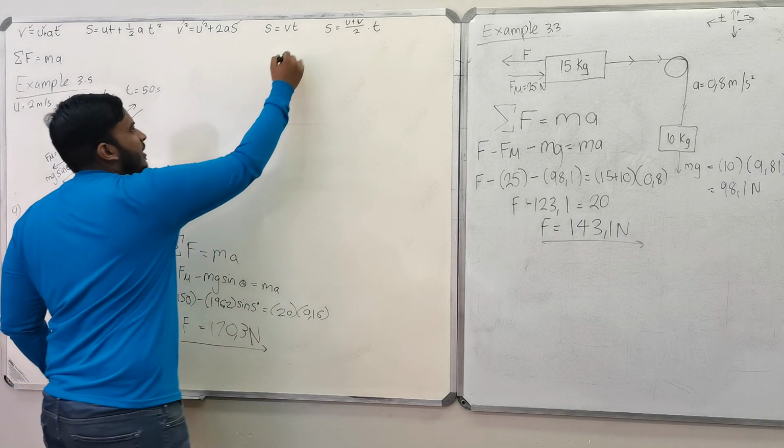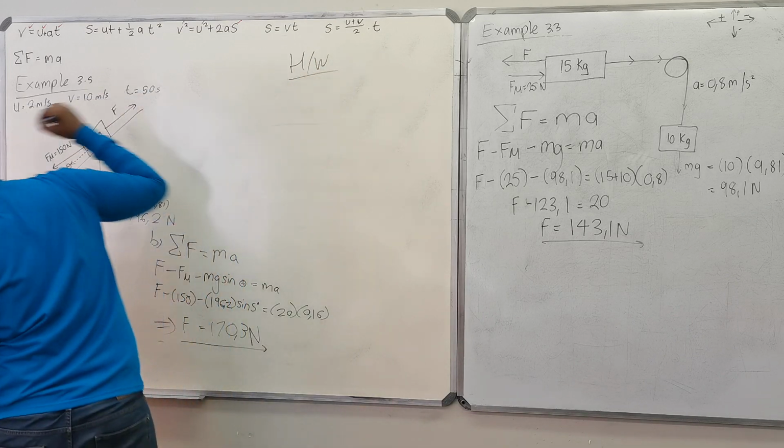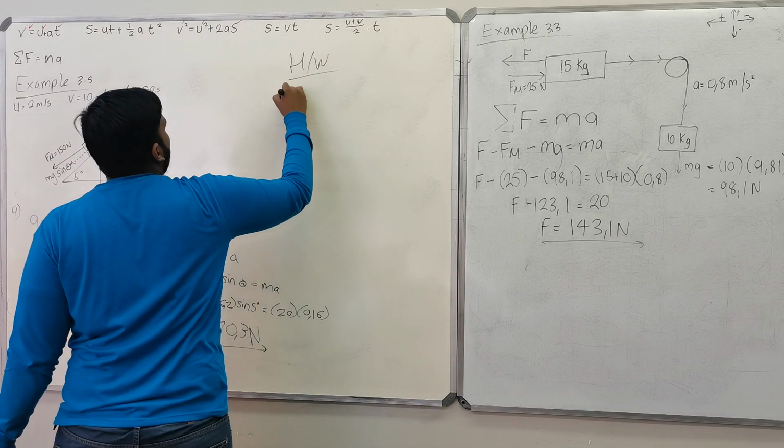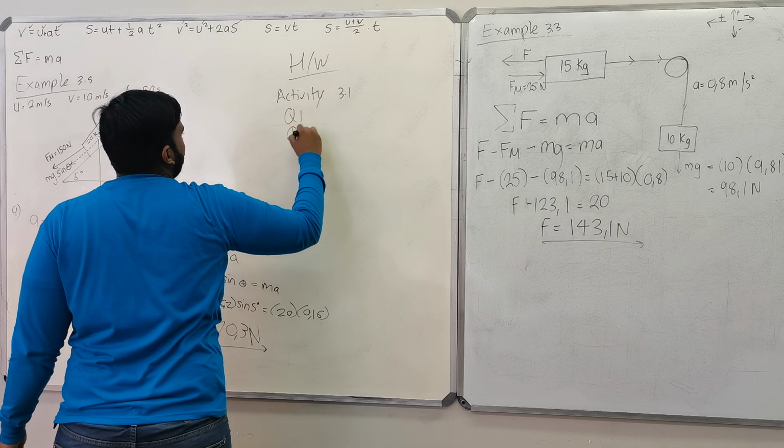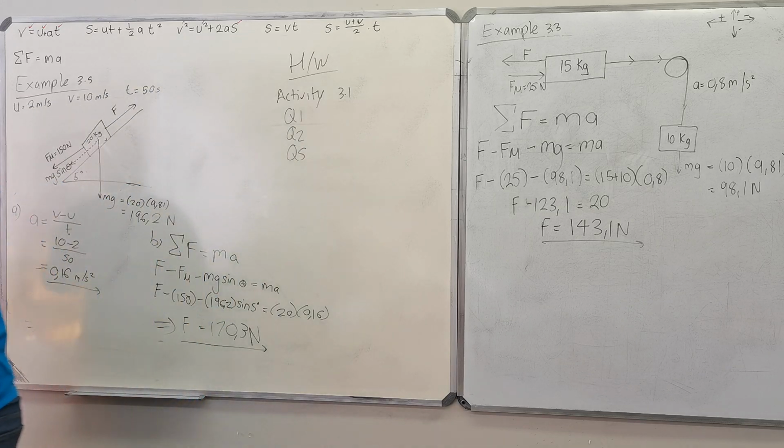Okay, your homework was activity 3.1, and it was question 1, question 2, question 5, right? I'll probably give you some time to do it, maybe until Wednesday if we need to, because then I'll do work done and power, I'll give you a little bit more homework and then we'll mark everything on it. So tomorrow we'll do work done and power.